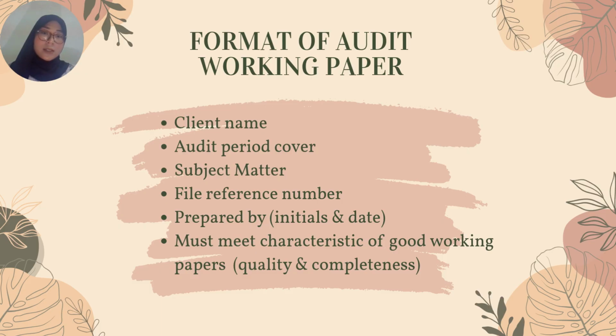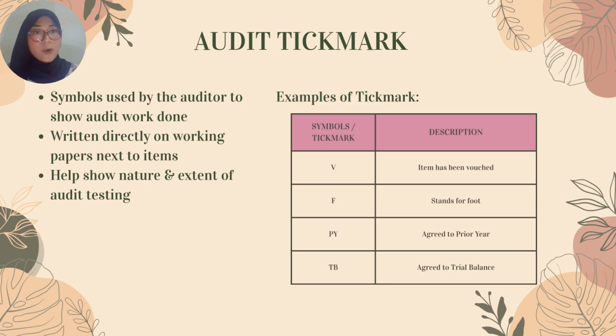The last one is must meet characteristic of good working papers. The working paper must be complete, accurate, clear, and well organized so it can be used reliably as audit evidence. Now, I will explain about audit tick mark. The first one is symbol used by the auditor to show audit work done. Audit tick marks are symbols used by auditor to indicate the audit procedure that have been performed on specific items.